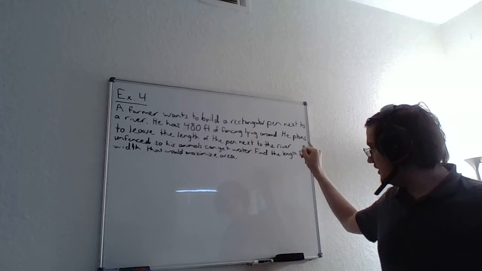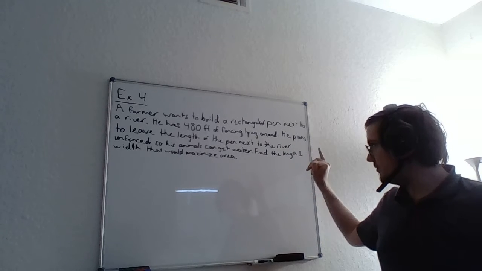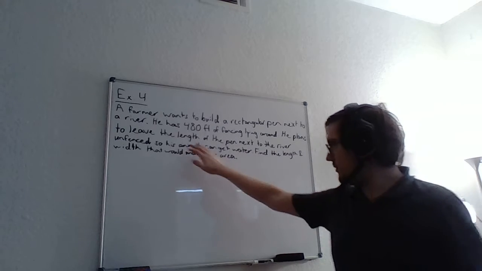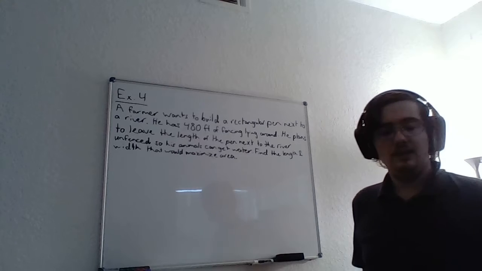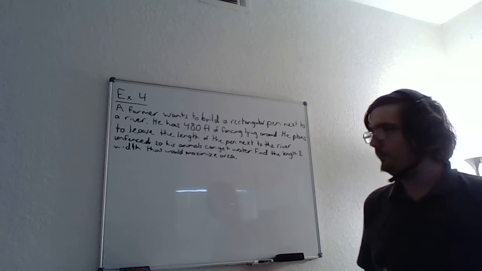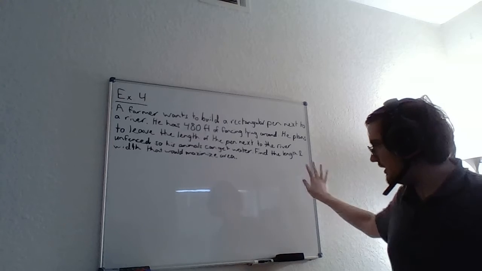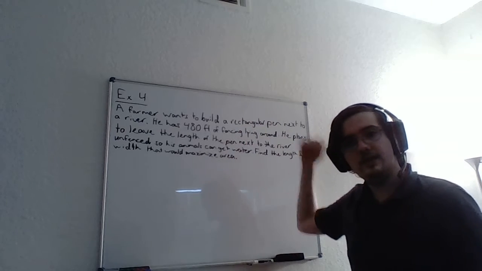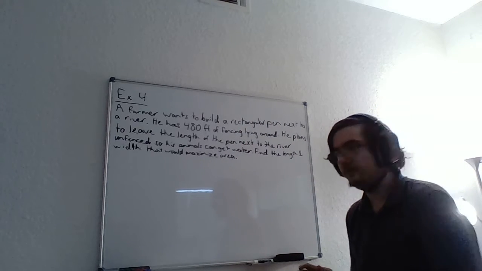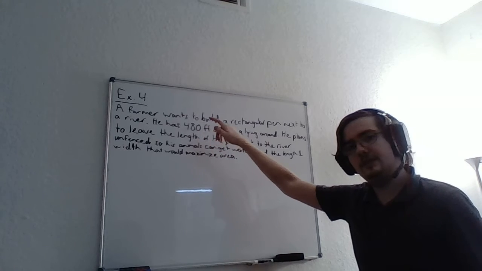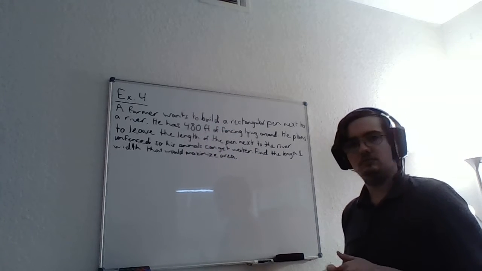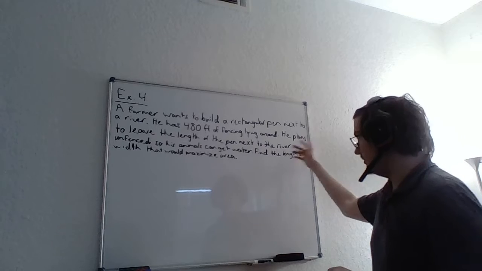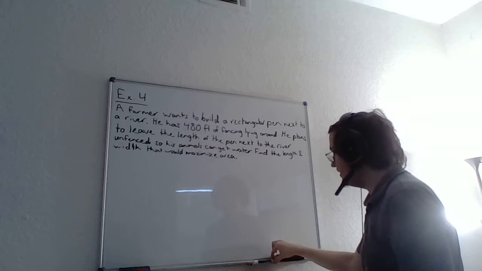Now the third sentence, he plans to leave the length of the pen next to the river unfenced so his animals can get water. So let's just ignore this bit about his animals getting water. Doesn't seem mathematically relevant to me. So we'll set that aside. What's relevant here is that the length of the pen next to the river doesn't have a fence. So this 480 feet of fencing isn't going to go to that, it's only going to go to 3 of the 4 sides. Now last sentence, find the length and width. So that's just telling us what we're looking for.